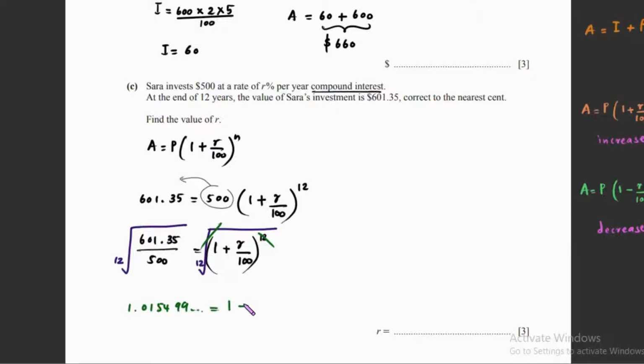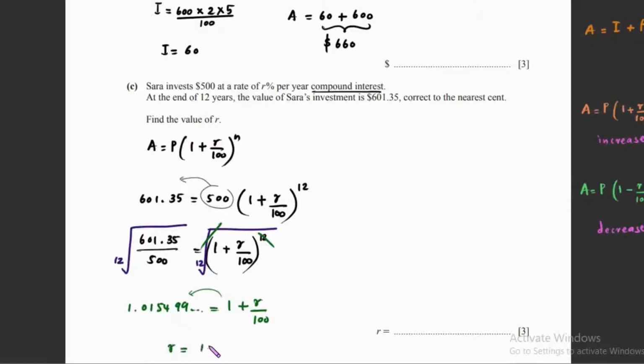This is equal to 1 plus R over 100. I need to now isolate R by taking the 1 and the 100 to the other side. So to take the 1, I need to subtract the 1. And then as it's being divided by 100, to take the 100 to the other side, I need to times it by 100. That is how I can find what R is.